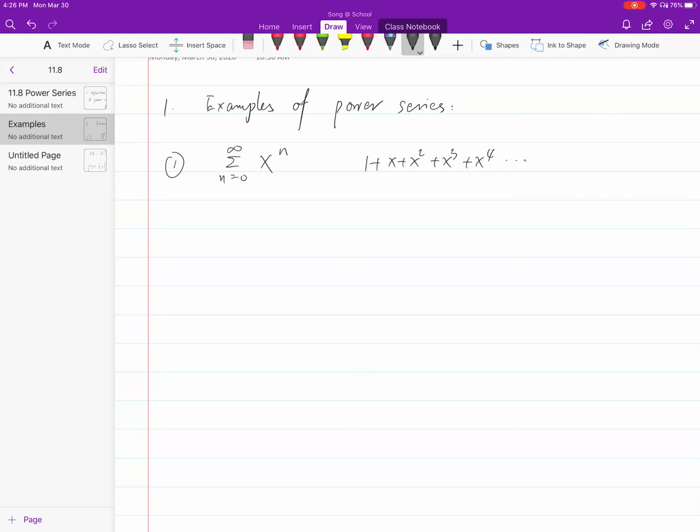Okay, to see this is a power series, we need to find several things. Number 1, remember a general power series looks like this. For this case, let's focus on this part first: (x minus a) to the n. For our case, we have x to the n. Okay. That means a equals 0. So this is the power series centered at 0.